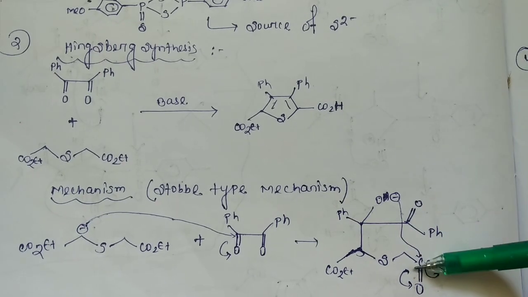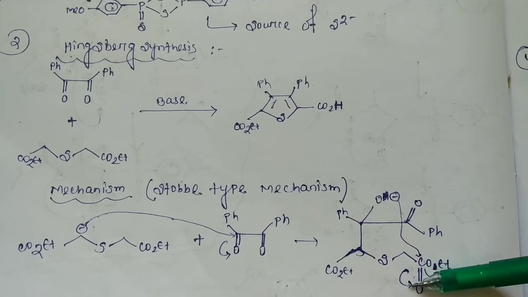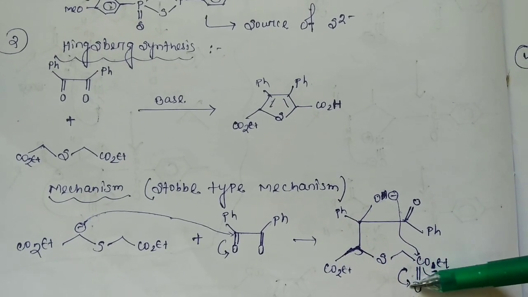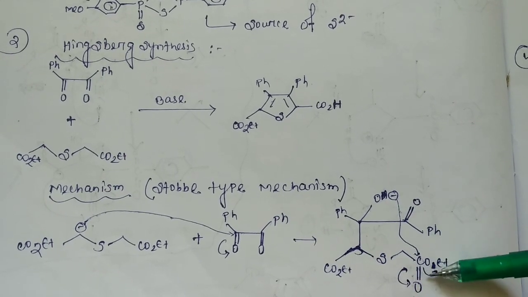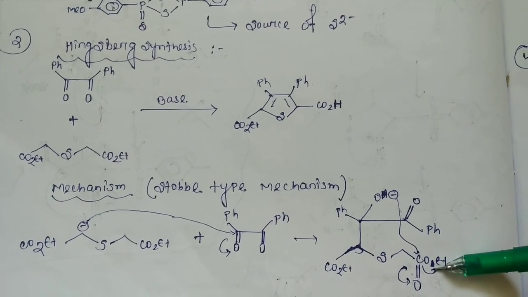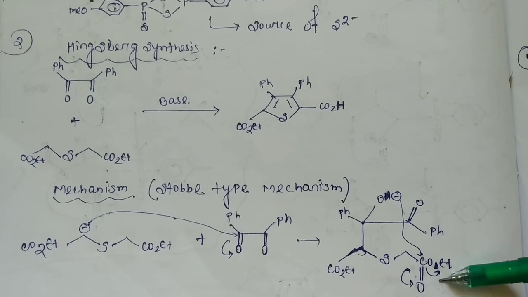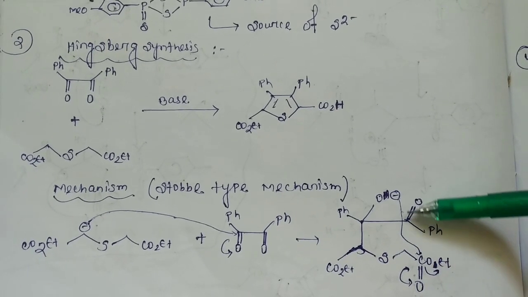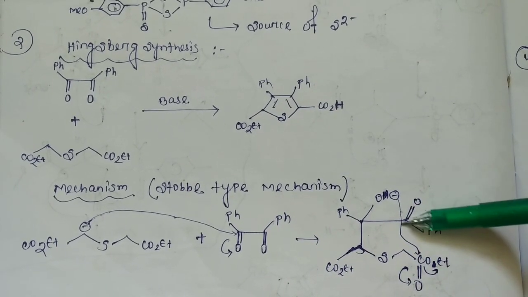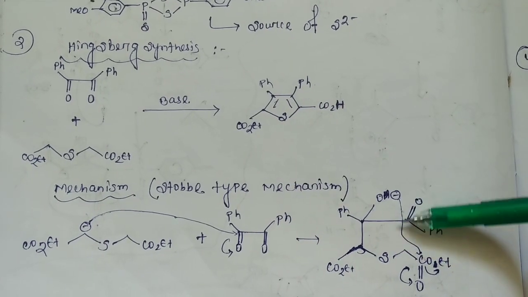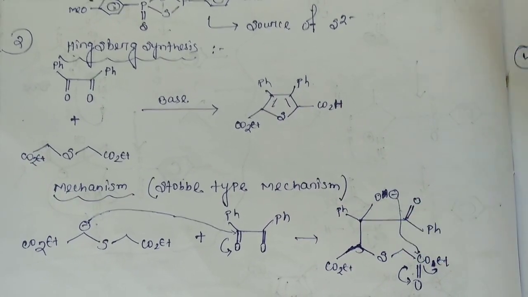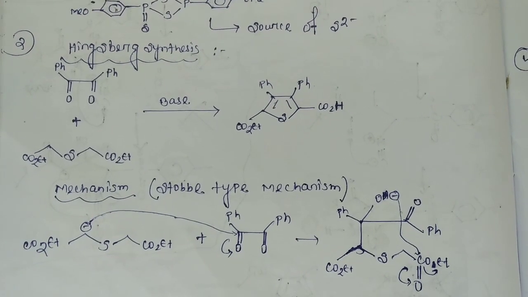the negative charge on oxygen attacks here. The double bond moves here, then it moves back. We know OEt, the ethoxide, is a very good leaving group. It will leave. This type of mechanism is the Stobbe mechanism, where we get a 6-membered cyclic ring as an intermediate.